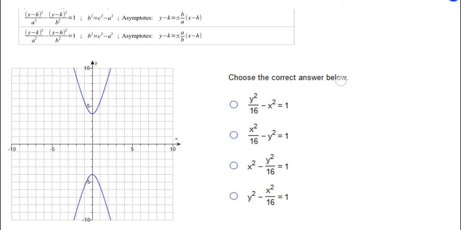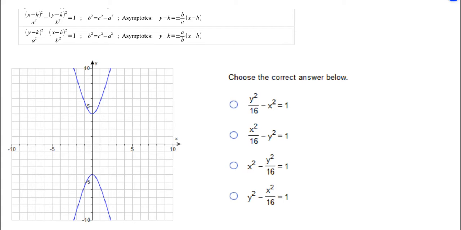Choose the correct answer below. So we have some equations of different hyperbolas and a picture of a hyperbola we want to match. Before we get to this problem, let's take a look at the template for the equations of hyperbolas.